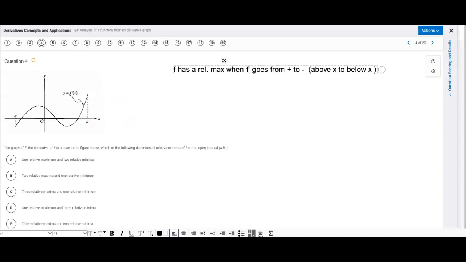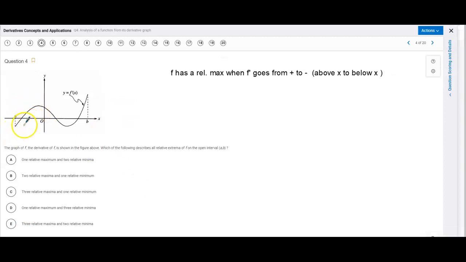So let's take a look at our graph here. As I go along, where do I go from above to below? Well, right here it'd be 1. To the left I'm above, and then to the right I'm below. So that would have to be a relative max. I'm going to put an X there for max.